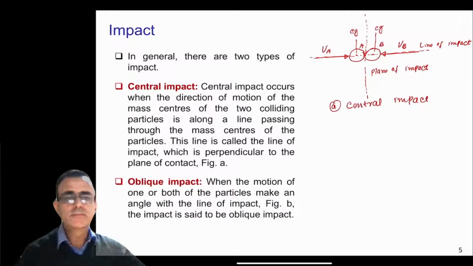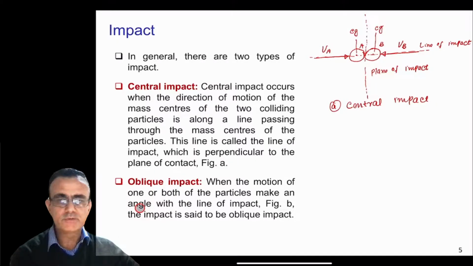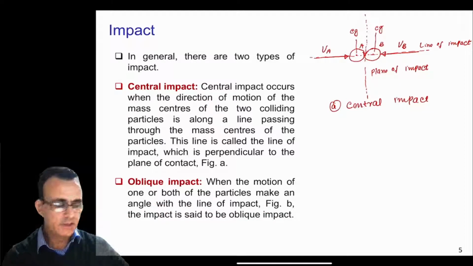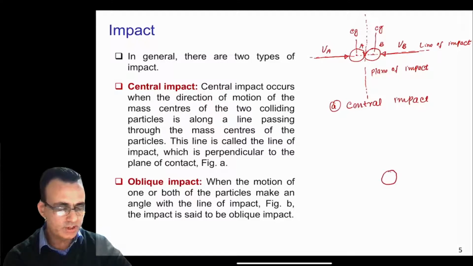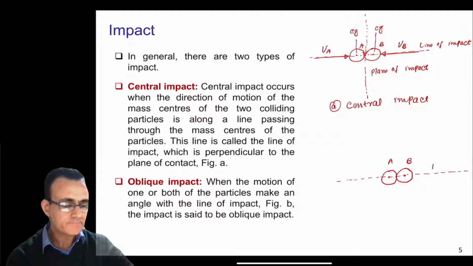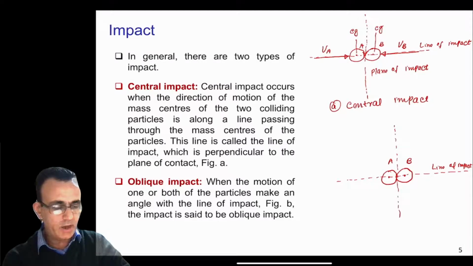Okay, now we have another type of impact, which is what we call oblique impact. In oblique impact, when the motion of one or both of the particles makes an angle with the line of impact, the impact is said to be oblique impact. Again, if you consider two particles, this is particle A and particle B, and this is the center of gravity of these two particles. If you draw a line passing through the centers of gravity, this will be our line of impact. And again, the plane of impact will be perpendicular to the line of impact.